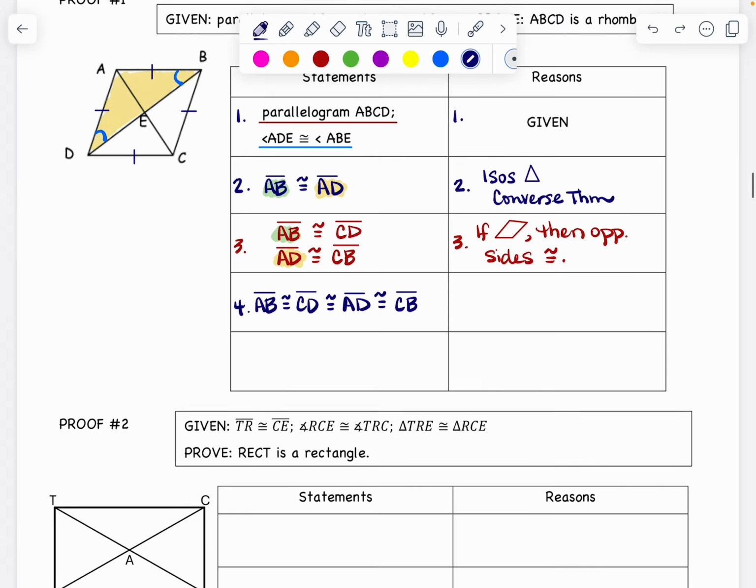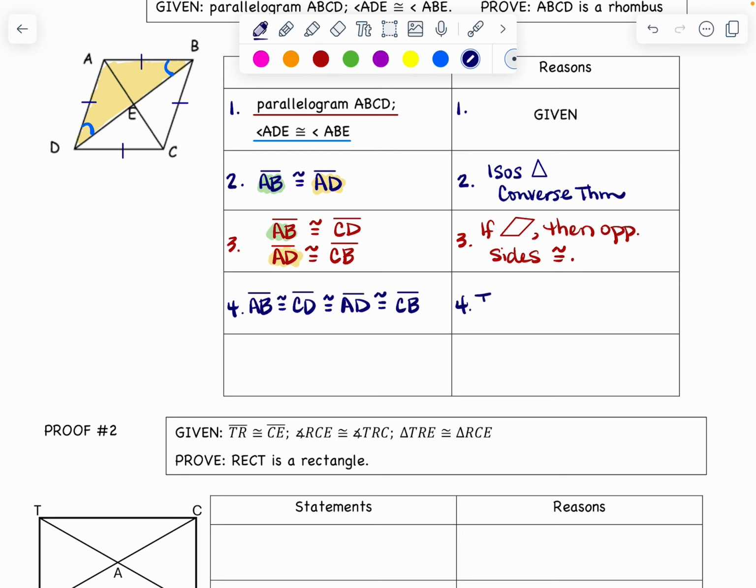And I do that because I have this middleman that's connecting these guys to these guys, right? And so you might have guessed it, that would be the transitive property of congruence. Congruent, congruent, congruent, a whole train of congruencies connecting each other. Okay, so transitive property, and that's when you're like, oh, all four sides are congruent. Yay, that means that ABCD is a rhombus.